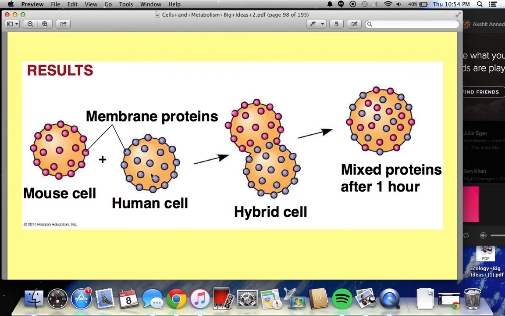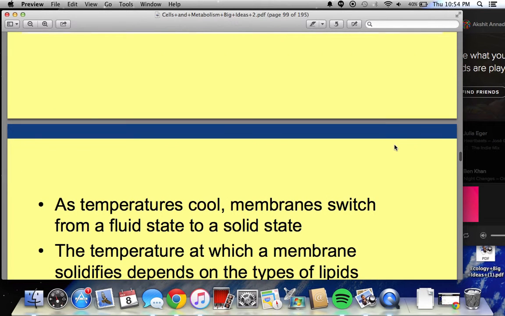And this is just an experiment showing how they prove that phospholipids are fluid. So they took two cells, put them together, and after an hour, they saw that the proteins from each cell, blue and pink, were mixed together. That means that the phospholipids embedded with each other and were all moving and getting to know each other. If it wasn't fluid and it was rigid, then one side would be blue and one side would be pink.